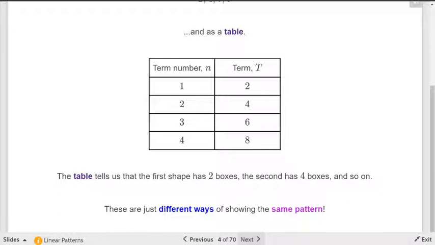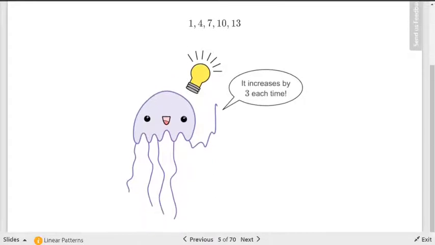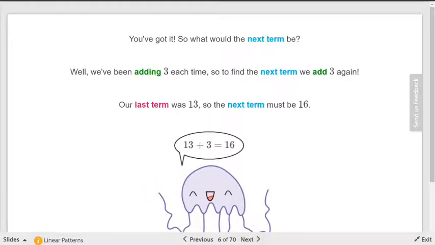Okay. It's perfectly fine. Yeah, either way. Yeah, and you're going to see that in just a second. Okay? So you need to be able to recognize a pattern and be able to predict the next term. So look at this pattern. 1, 4, 7, 10. What's happening? It goes up by 3. So what would the next term be? 13, 16, 19. There you go. So it's just 3 more than the last one.